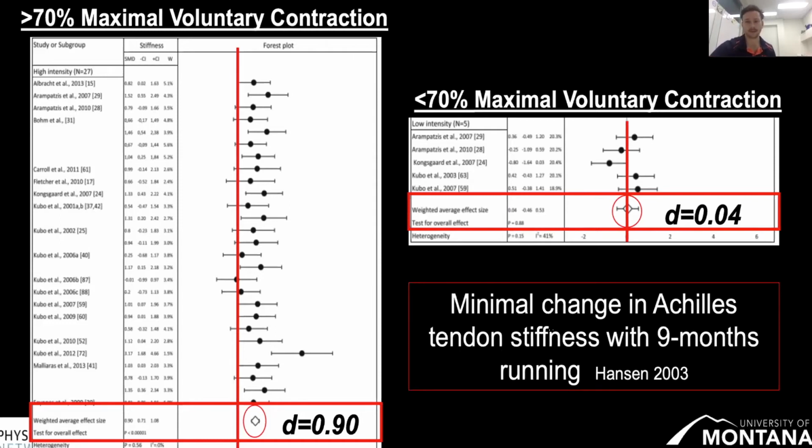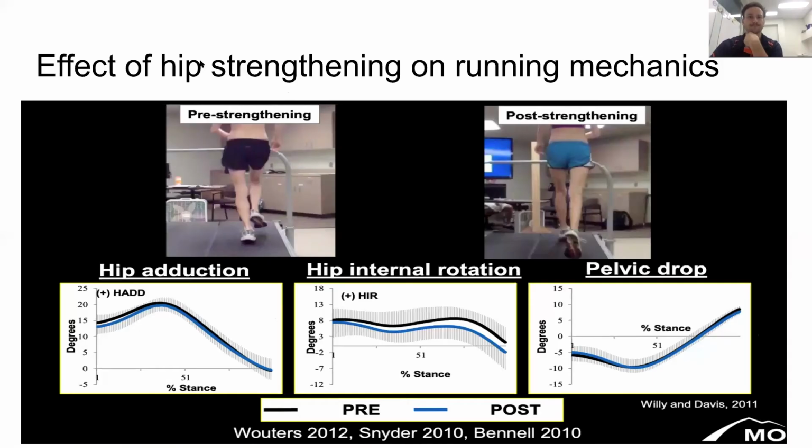And looking at a 9-month running program, which is quite a long period of time, Hansen showed there was minimal change in Achilles tendon stiffness with running alone. So heavy, slow training was considerably better than high-rep calf training and running on its own.